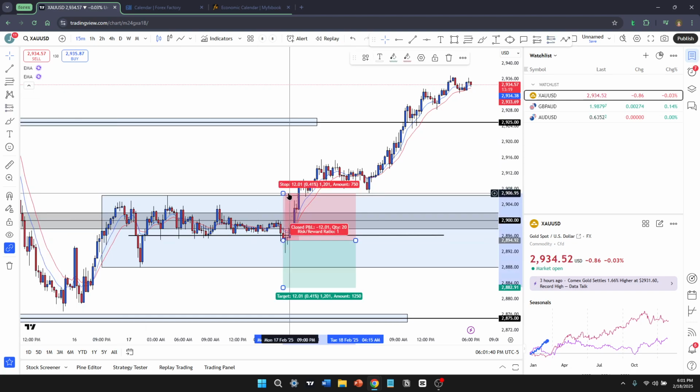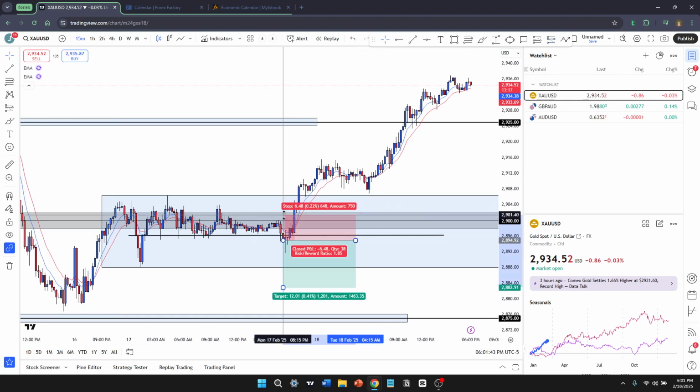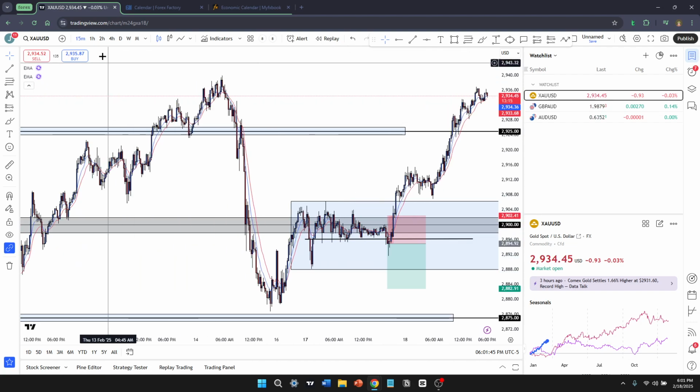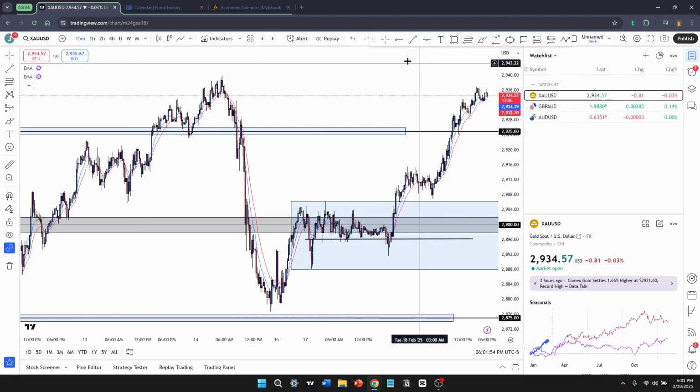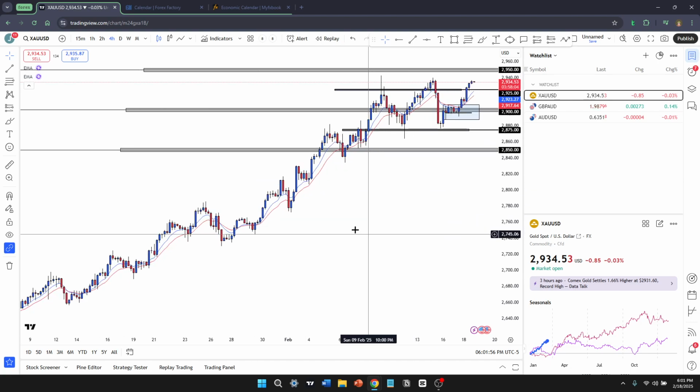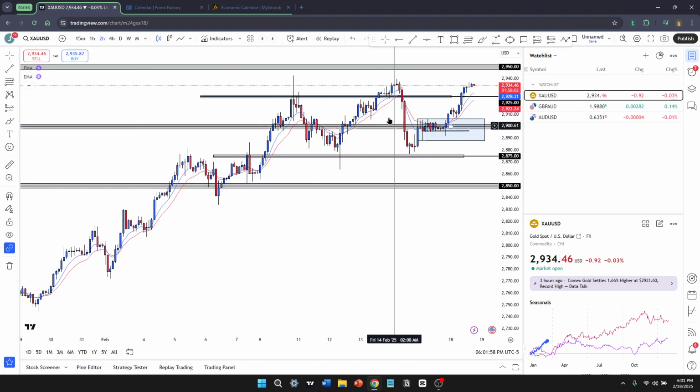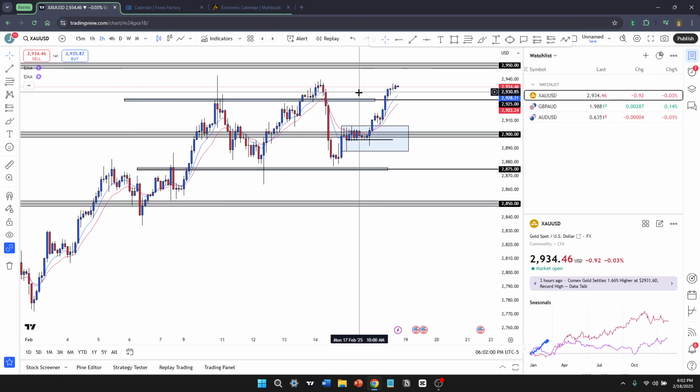I probably would have entered here. Stop loss would have been right above here, maybe above here. TP down here-ish. But I would have lost that trade, and I would have been content with that because this is following my plan. I saw my confluences: price was still below the 2900.